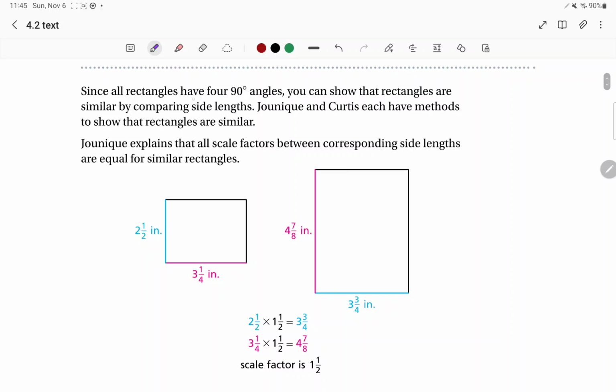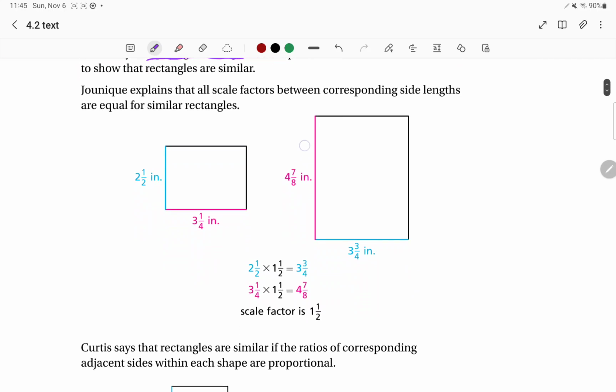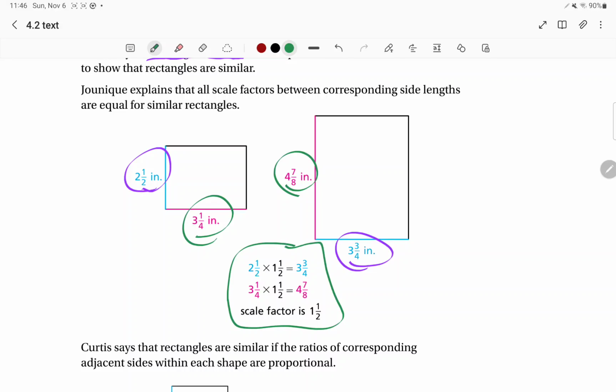Now, since rectangles have four 90-degree angles, you can show that rectangles are similar by comparing side lengths, which is what we did, like adjacent side lengths. Here you have two people. Junique explains that all scale factors between corresponding side lengths are equal for similar rectangles, which is true. So he compared this one to this one, and then this one to this one. As you can see in those ratios down below, the scale factor is 1.5, meaning this is 1.5 times larger.